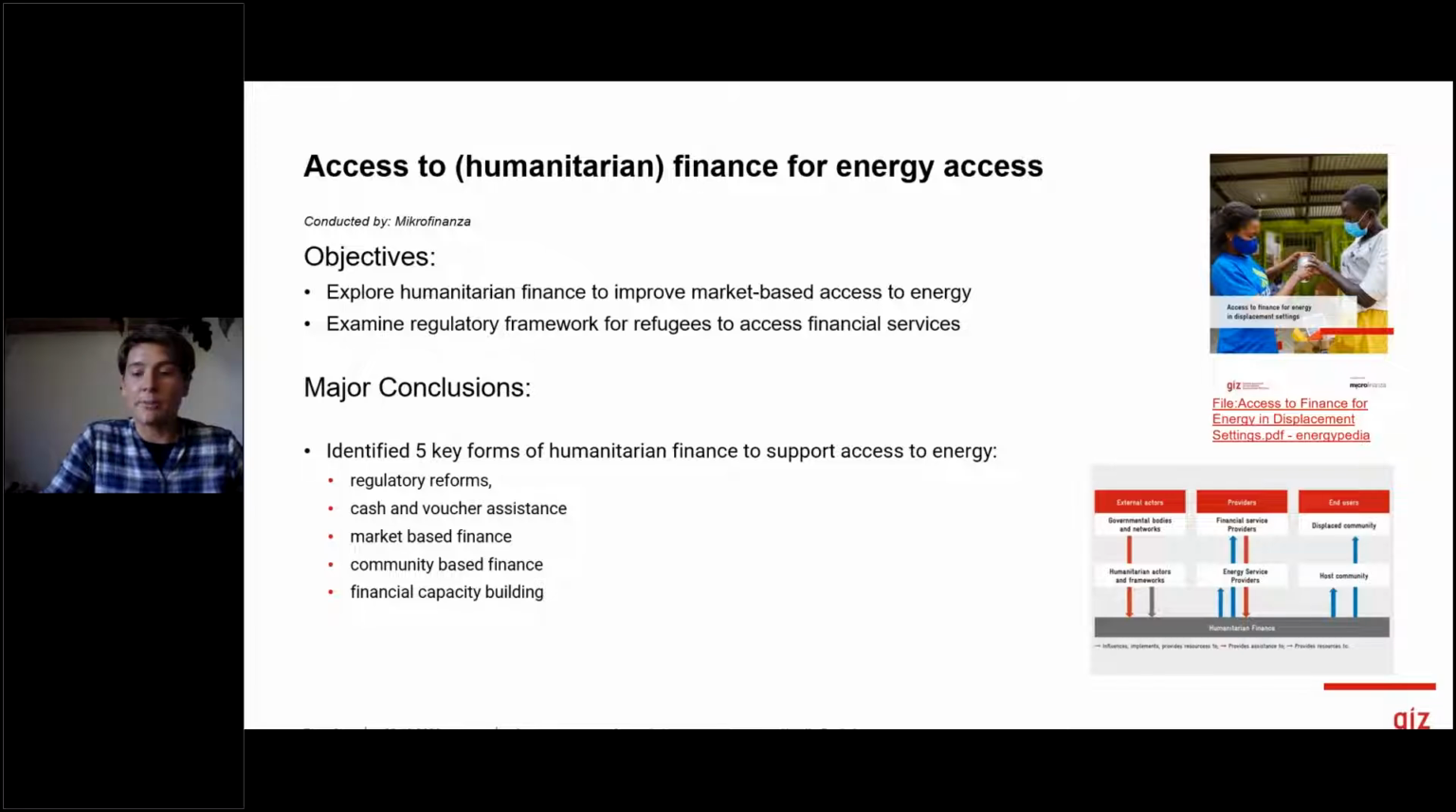So I think one important finding of this study is also that humanitarian and development approaches need to collaborate closely together to actually develop markets.